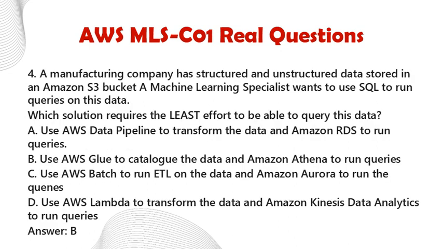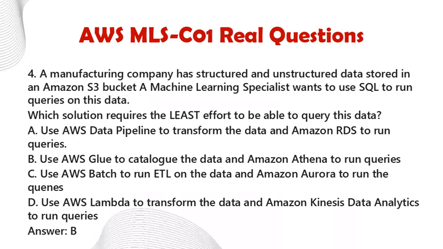4. A manufacturing company has structured and unstructured data stored in an Amazon S3 bucket. A machine learning specialist wants to use SQL to run queries on this data. Which solution requires the least effort to be able to query this data? A. Use AWS Data Pipeline to transform the data and Amazon RDS to run queries. B. Use AWS Glue to catalog the data and Amazon Athena to run queries.